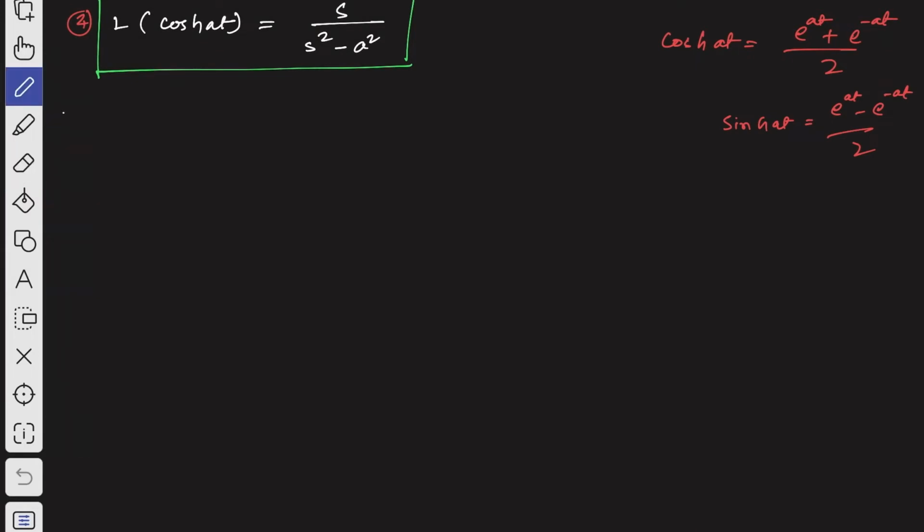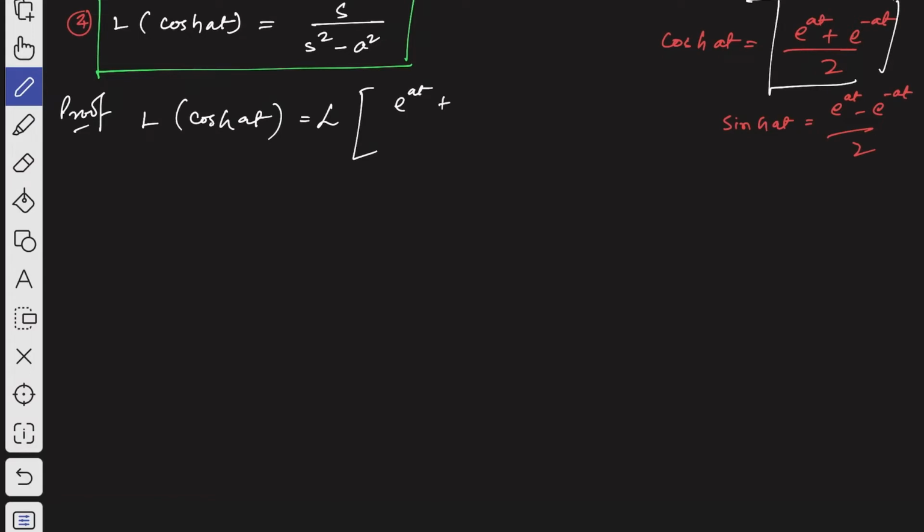Okay, so proof. Laplace transformation of cos hyperbolic at. Here you see, we can replace cos hyperbolic at by this result, right? So let us do that. Laplace transformation of, instead of cos hyperbolic at, we can write e to the power at plus e to the power minus at divided by 2. That's what we can write.